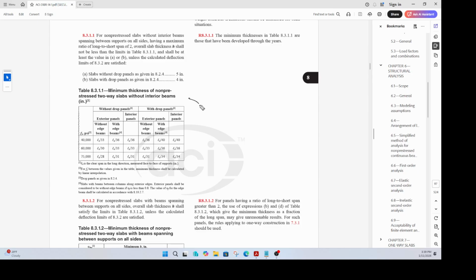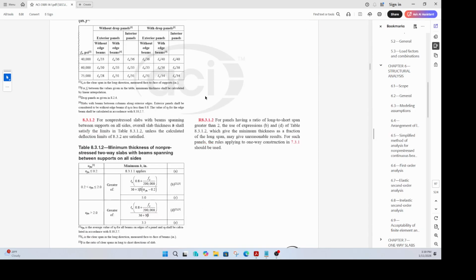This is what the code says, but then you can also run your finite element analysis to find out your thickness. If that thickness is less than this thickness, it is allowed, provided the deflection is under control. The deflection from your analysis should also meet that criteria there. Okay, so that's about this one.